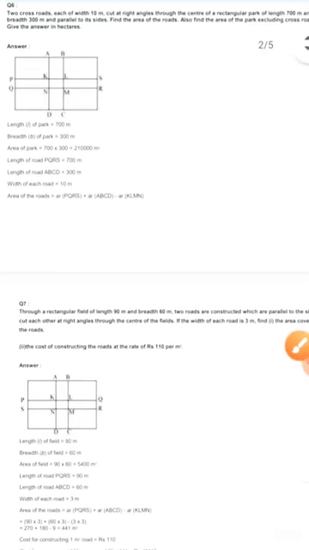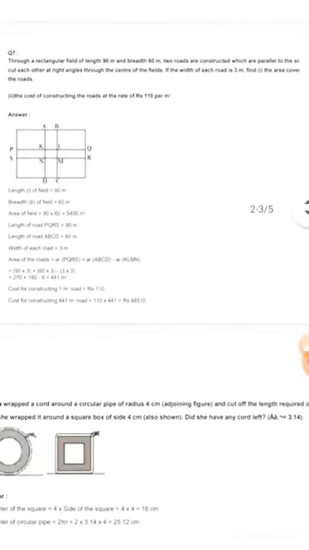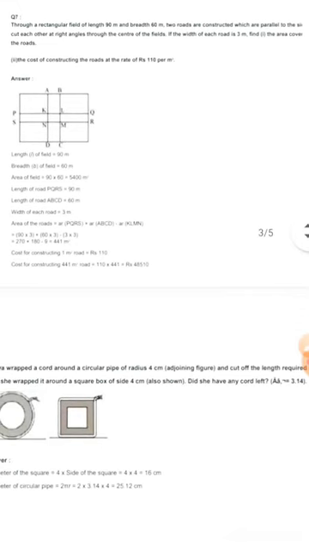Now question number 7: through a rectangular field of length 90 meter and breadth 60 meter, two roads are constructed which are parallel to the sides and cut each other at right angles through the center of the field. If the width of the road is 3 meter, find the area of the road and the cost of constructing the road at the rate of rupees 110 per meter square.